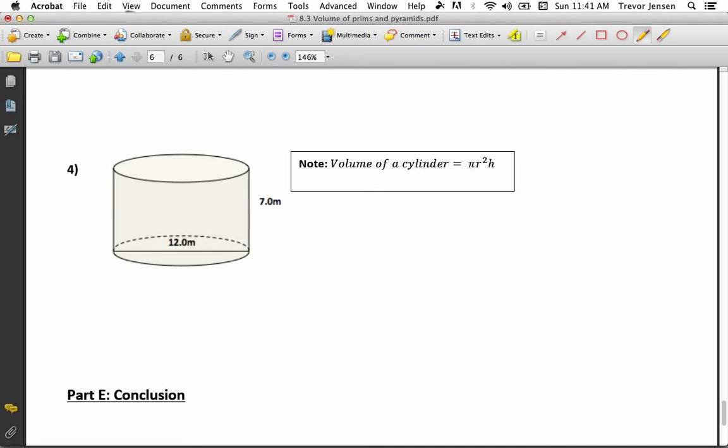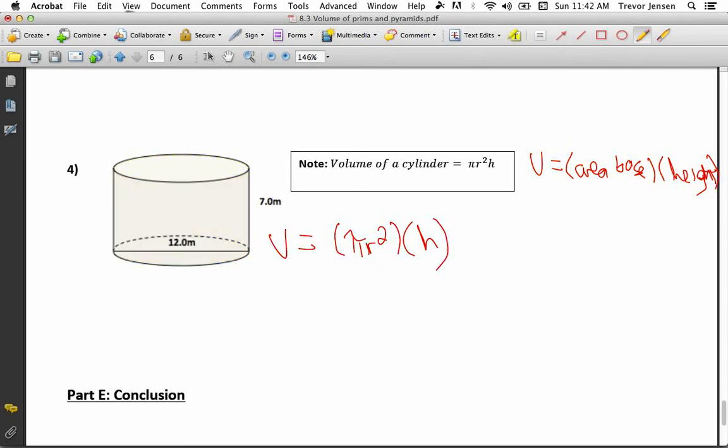Number 4, we didn't do a cylinder yet. Basically what a cylinder is, it's a prism with a circular base. And remember, the volume of any prism is equal to area of base times the height of the prism. So if it's a circular base, how do we find the area of a circle? Remember the area of a circle is pi r squared. So pi r squared, multiply that by the height of the prism, and that'll give you the volume. That's where we get the formula pi r squared h. That's the area of the base times the height of the prism.